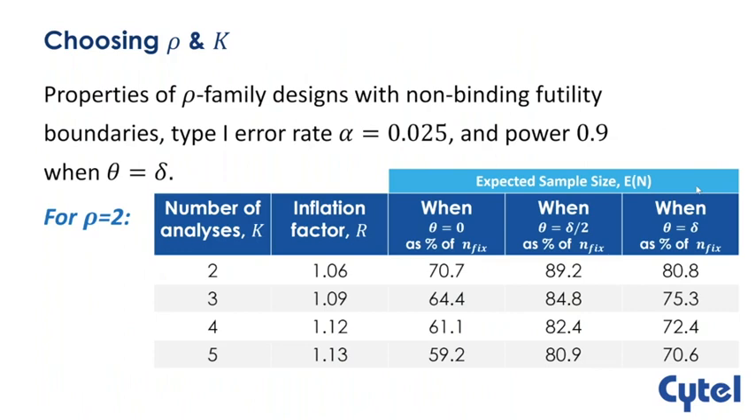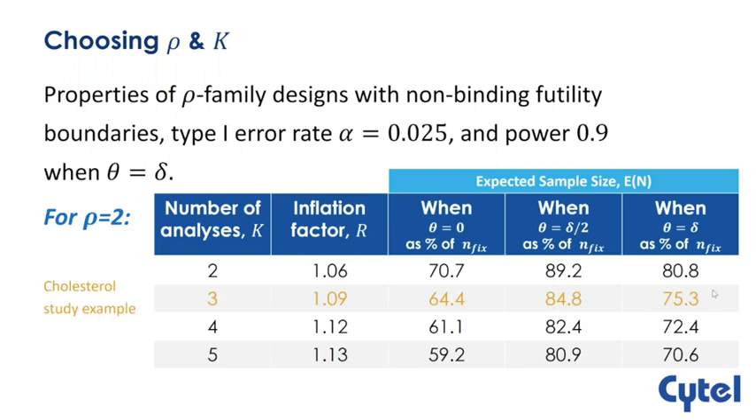So here are some summary properties, in the case of rho equals two, which is what we were just using. As we increase the number of analyses, we have to change the inflation factor. This goes up a little each time, so the maximum sample size is getting a bit bigger. But with just two analyses, you can see that instead of 100% of the fixed sample size, we're getting an average of 70%, 89%, 80%. And as we add more analyses, we can push these numbers down. So we're getting bigger savings in expected sample size.